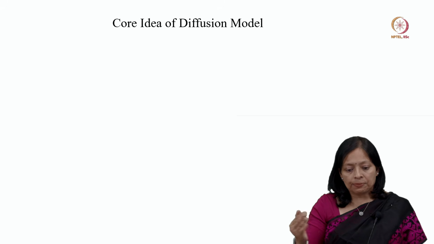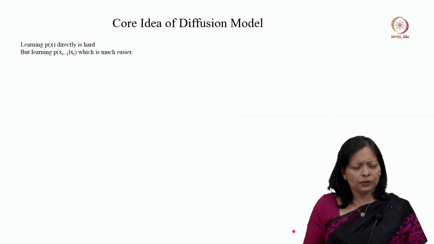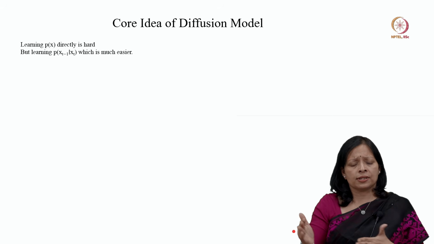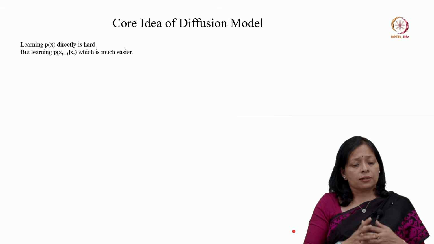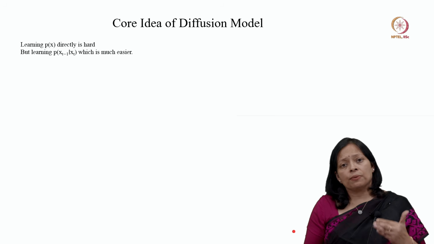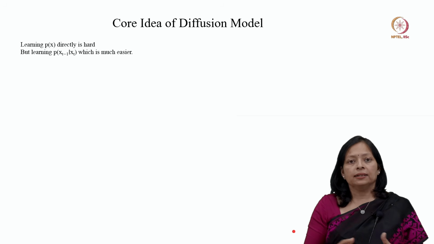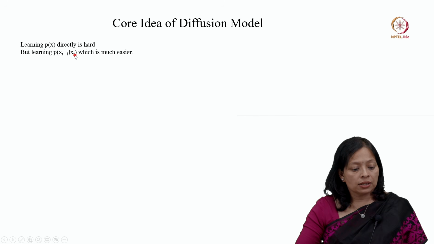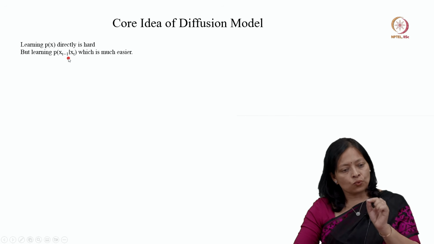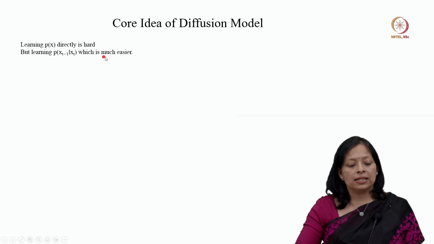Now, we will come to the core idea of the diffusion model. What exactly are we trying to do here? We understood there is a forward diffusion process, whereas there is a reverse process, but what exactly is happening here? Now, learning a probability distribution is hard, but learning a probability distribution based on just one previous step is easier. So, learning P(x_{t-1} | x_t) is much easier. So, what do I mean by that?